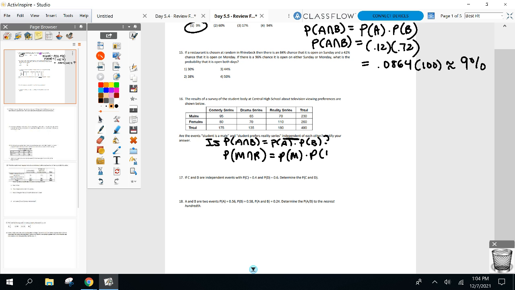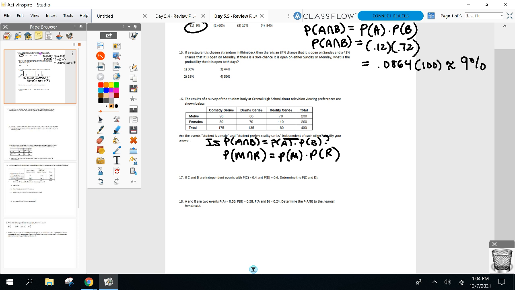Times probability of R. Let's see if they are. All right, this is on you guys now. Are we okay before we find the probabilities? Can we find, using the table, the probability of male and reality? Male and reality, using the table. Oh, yes. What do you got?